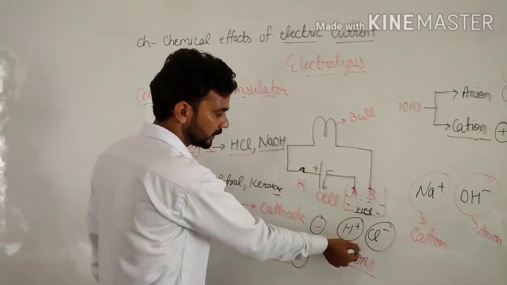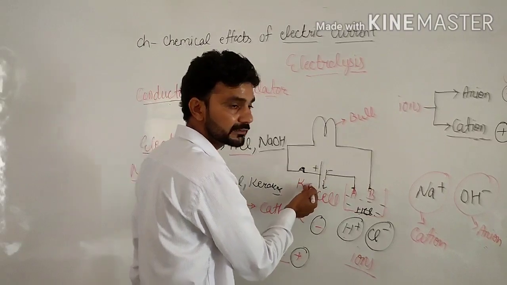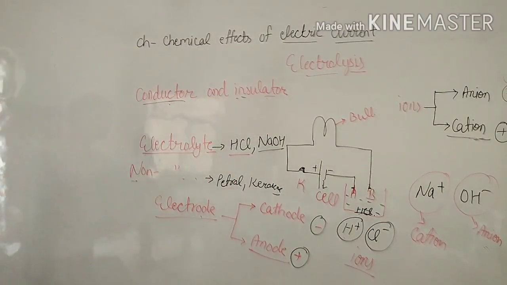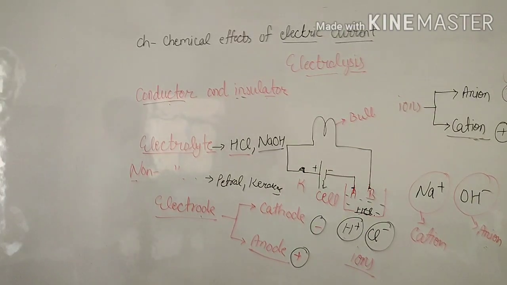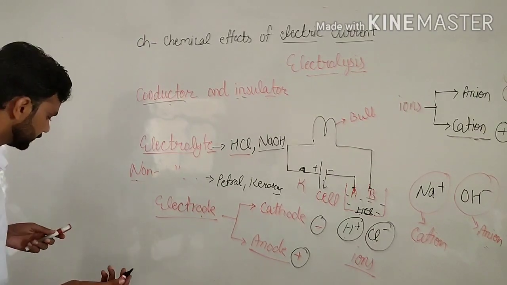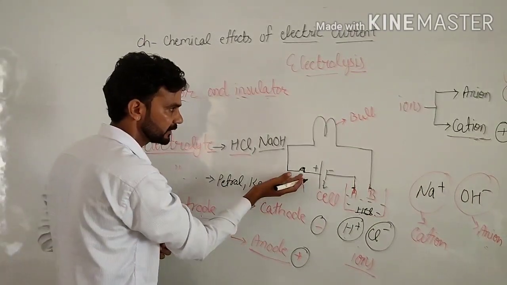When current passes, then only ions will form. When current passes, then only if a cell or battery is connected, can we define cathode and anode. So all these terms we will read in this chapter, chemical effect of electric current. Related to current, we have a few more terms which are used in the circuit. Now we will discuss a few basic terms about current.